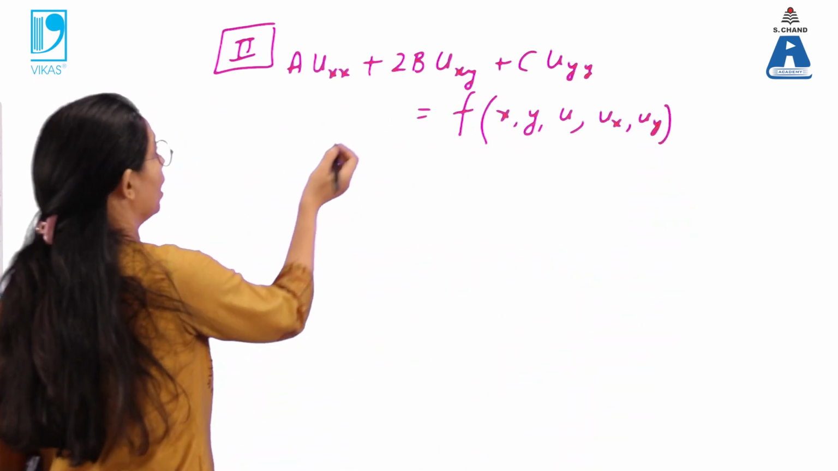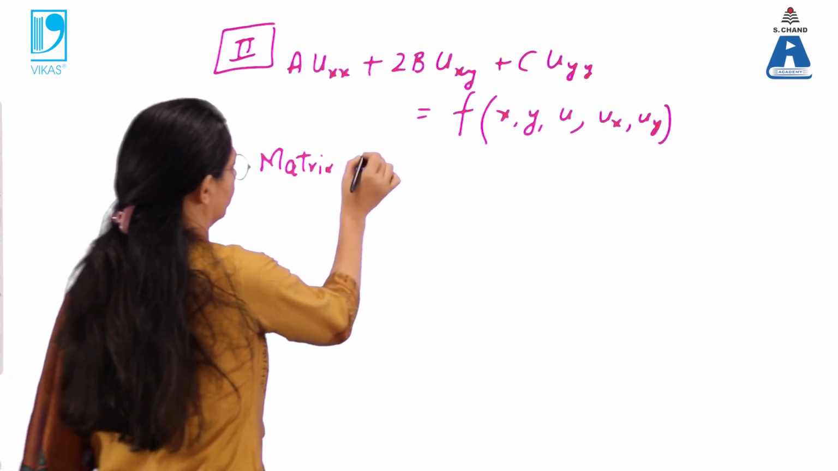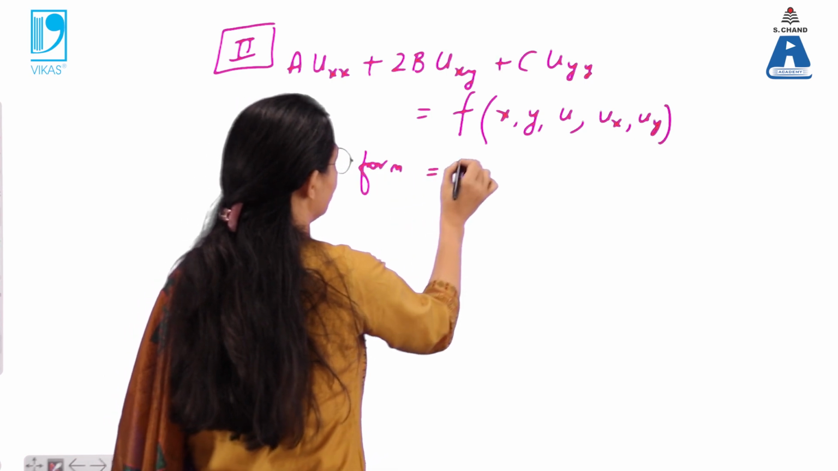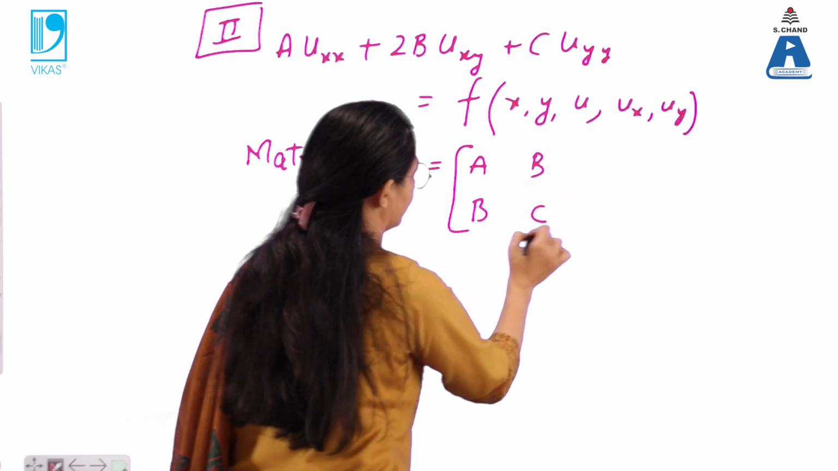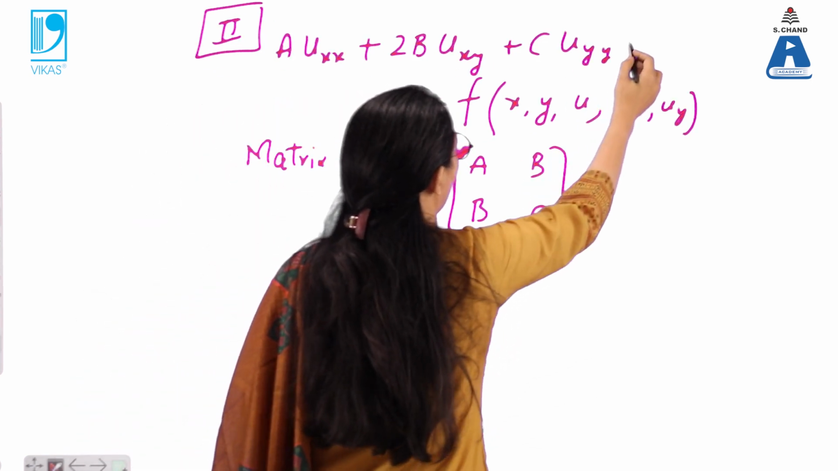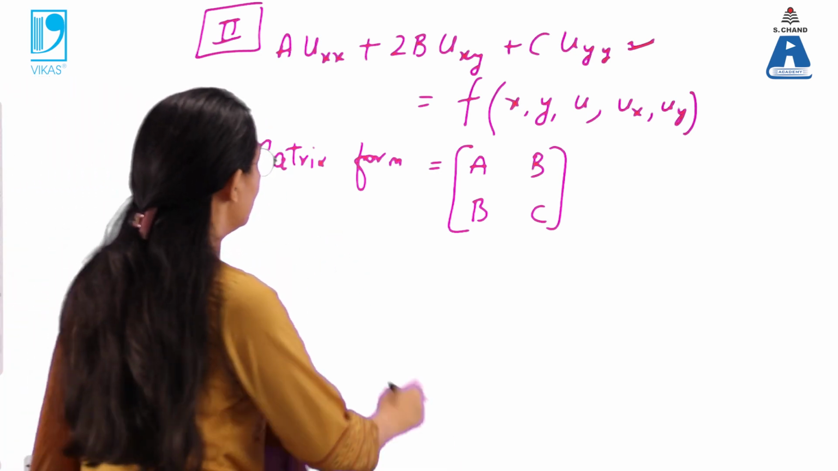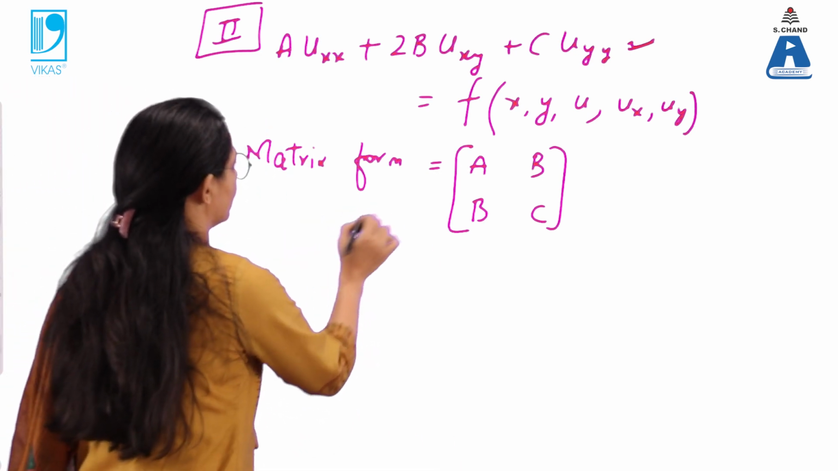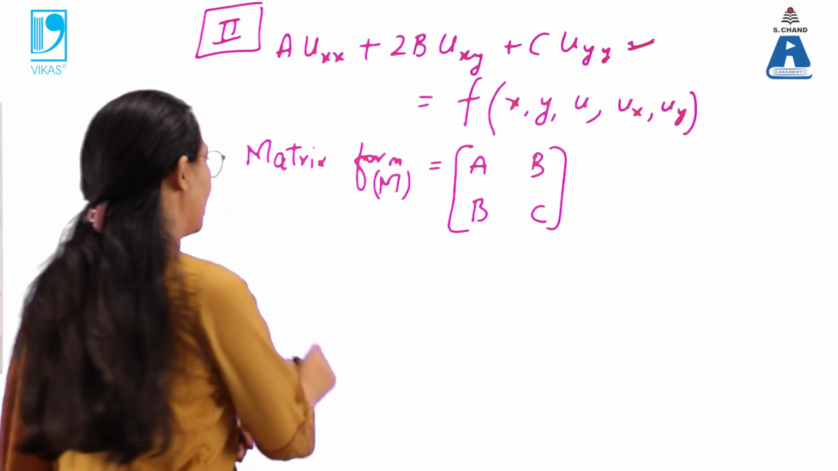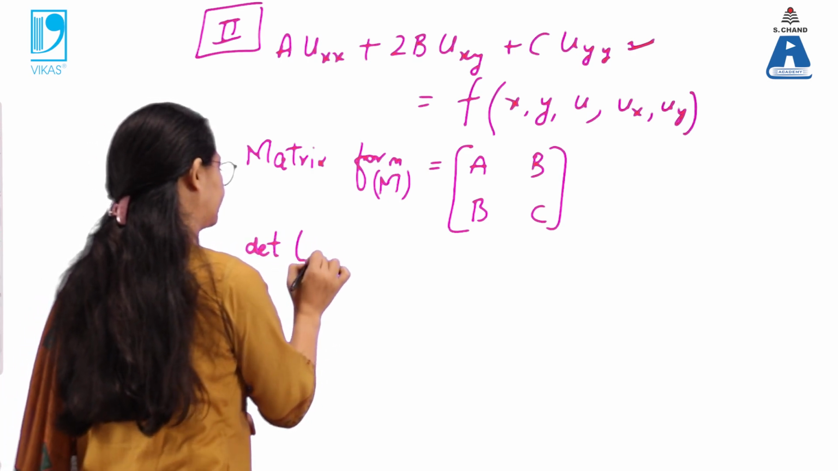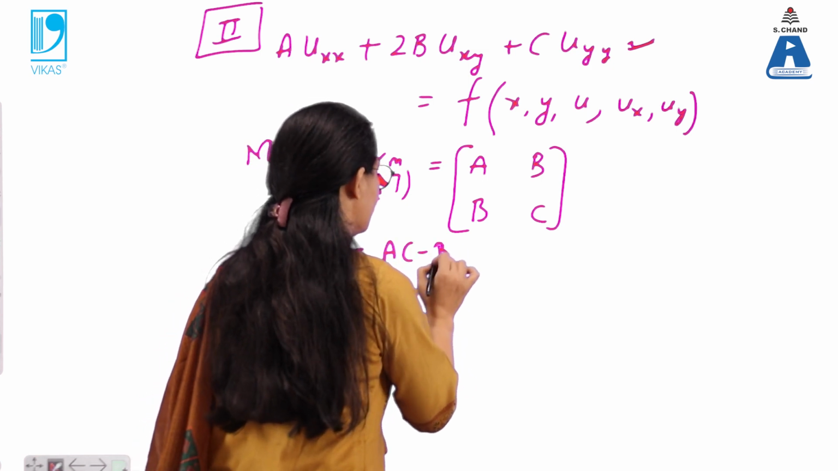If it is written like this, then it can be written in the matrix form. So, the constants can be written in the matrix form. So, it is A, C, and here B is written. If this is the form of our partial differential equation, then this matrix form can be written for this. Then we will find out the determinant of this. Let me say that this matrix is represented by M. Then we will find out the determinant of M. If we find out the determinant of M, this is AC minus B square.